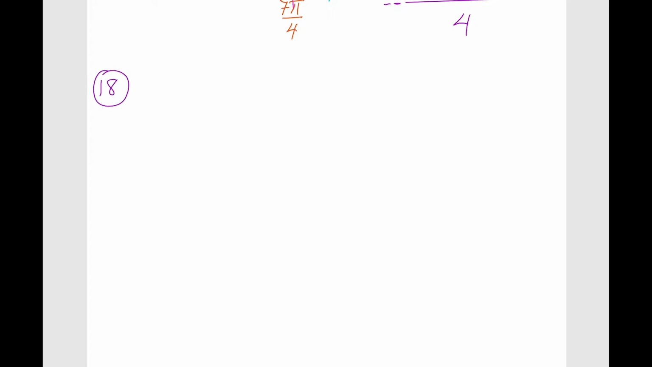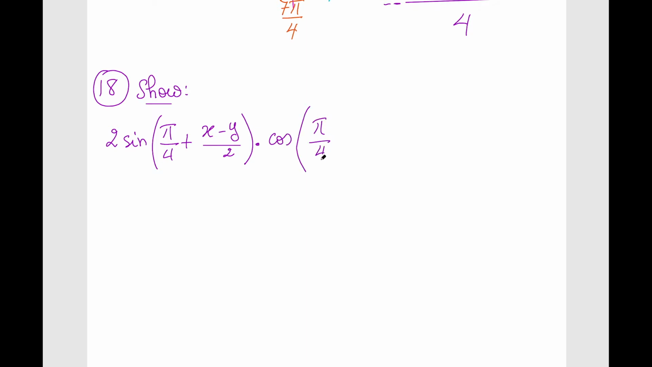And I want to show the identity, which is twice sine of pi over 4 plus x minus y over 2 times cosine of pi over 4 plus x plus y over 2 equals cosine x minus sine of y. Okay, this is for any x and y. All right, so how can we show this?